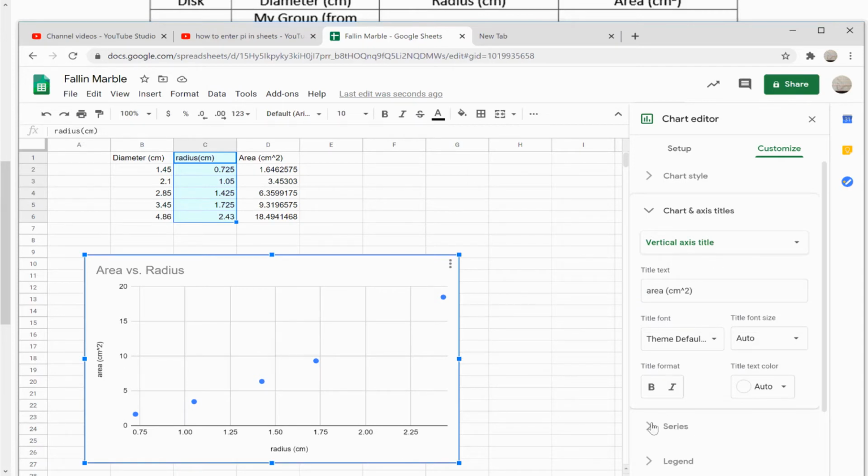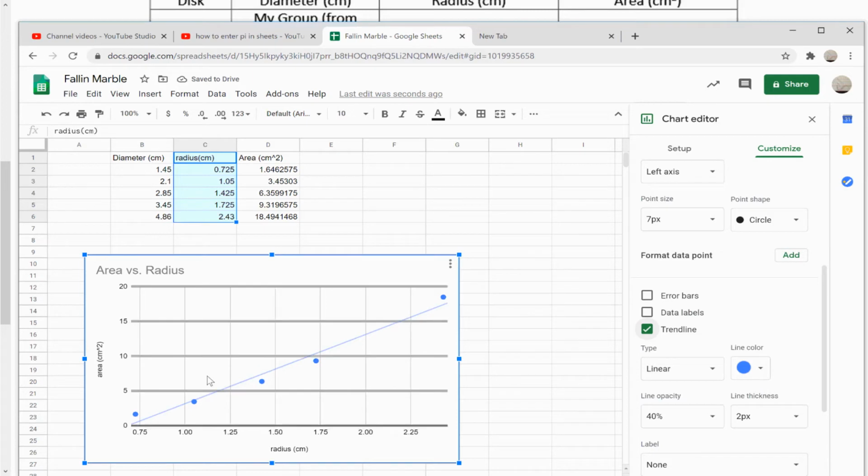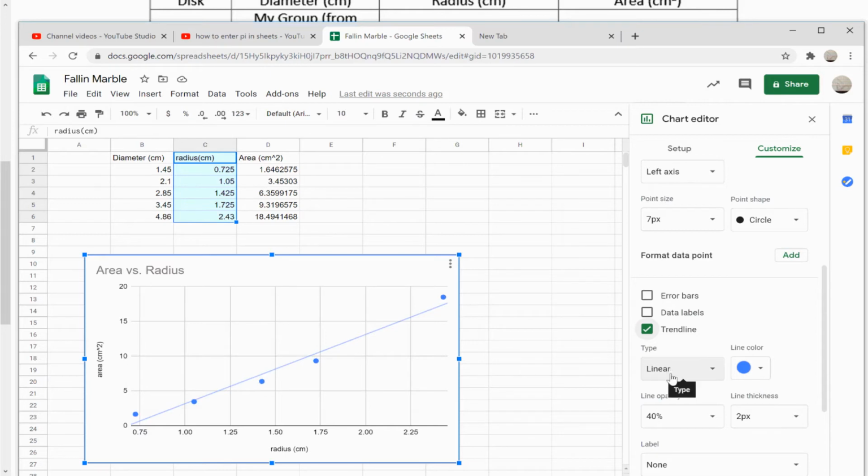But usually what I'm after is this. I want to put a trend line on there. I want to draw a line through my data. So I'm going to click trend line. And when I do, this is not like the other graph that I did. See where it says linear over here? This is not a linear graph.